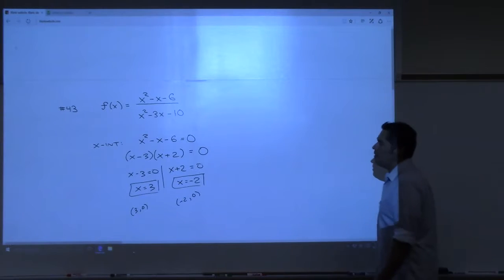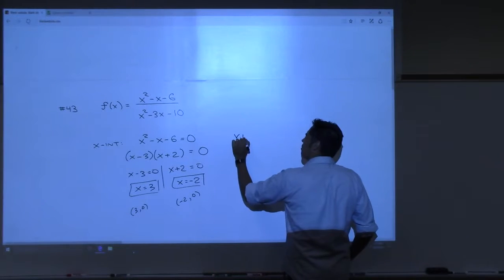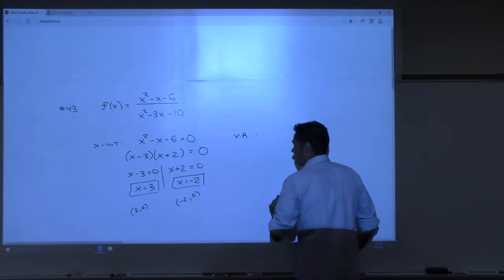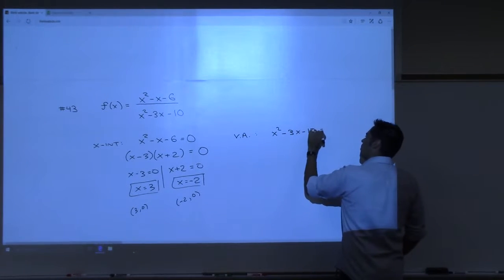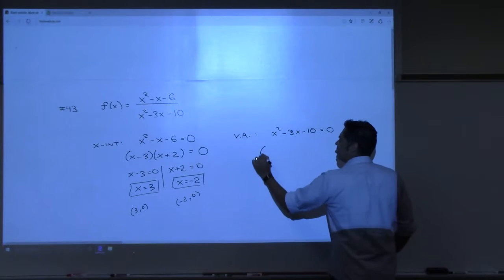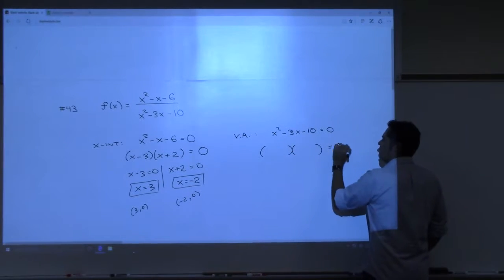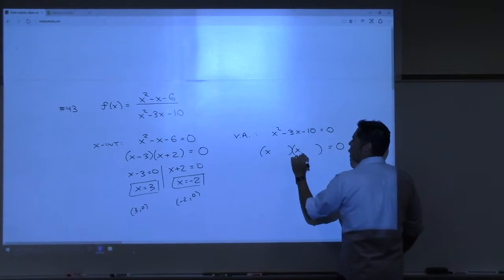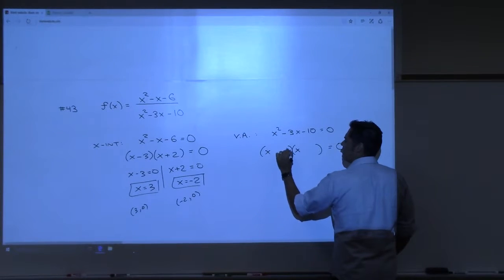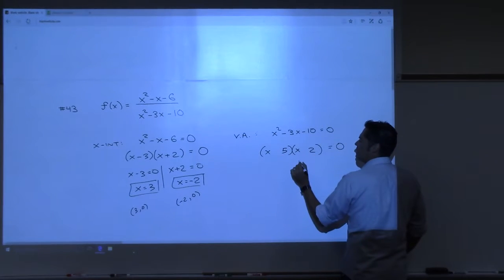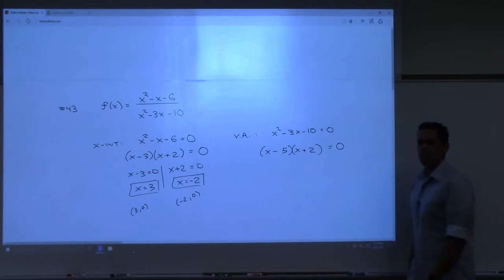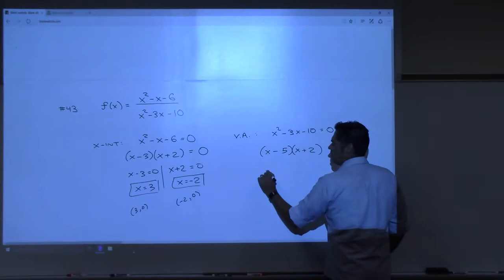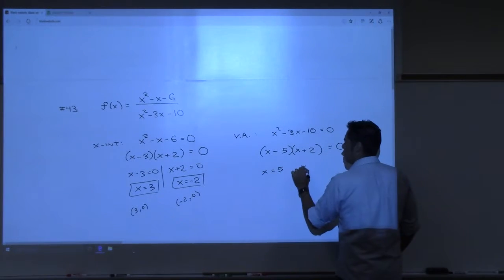Okay. And then how do we find the vertical asymptotes? Denominator to 0. So same thing. Try and factor this. And this is what? 5 and 2, but it's minus 5 plus 2. And so you set each of those to 0, you get 5 and negative 2.